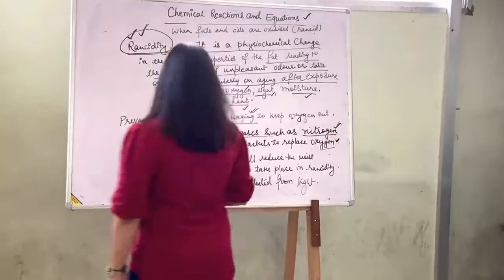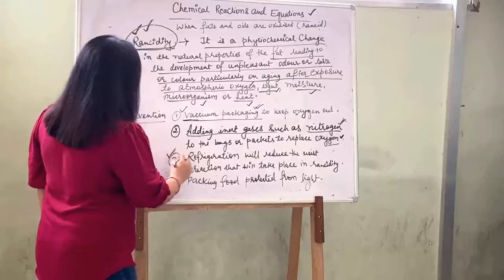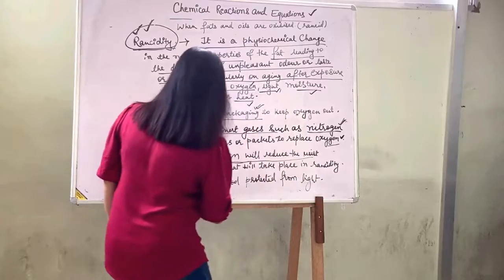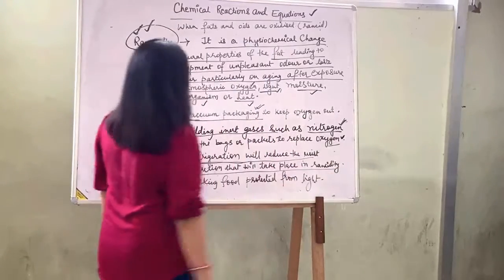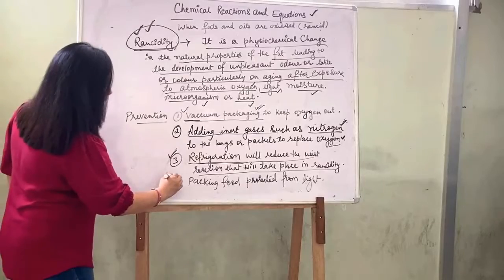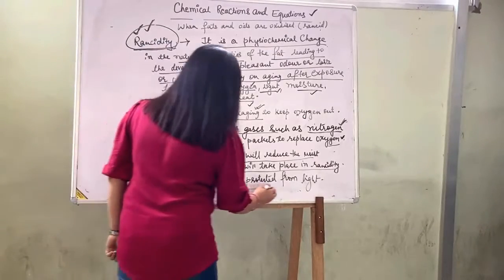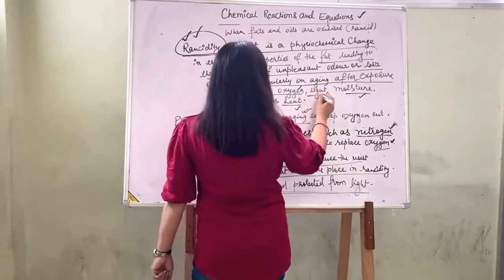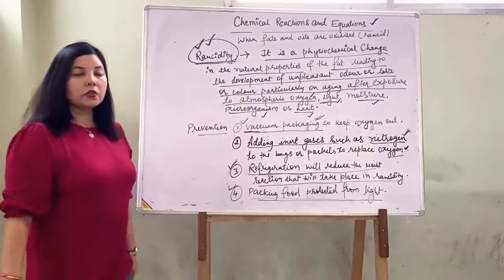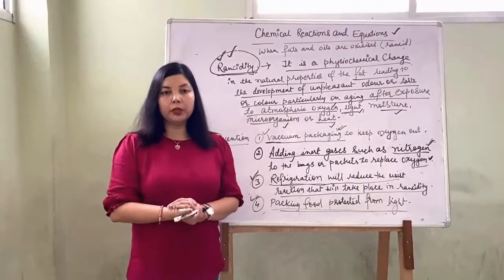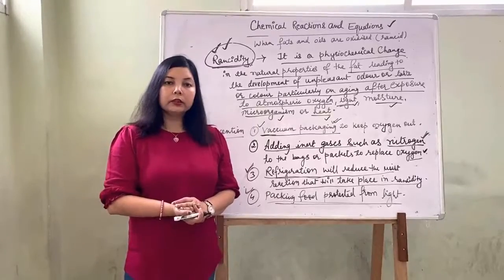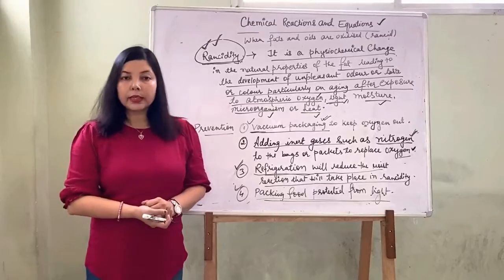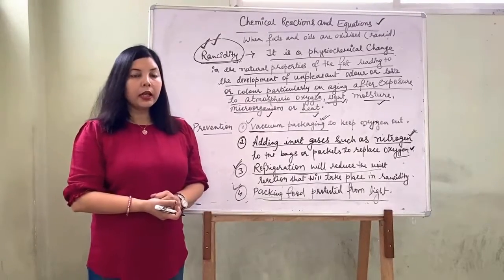Now, the third way of preventing substances from becoming rancid is refrigeration. Refrigeration will also reduce the moist reactions that take place in rancidity. Now, the fourth is packaging food protected from light. We have discussed in the beginning, in the definition you have seen, that light also adds to rancidity. So while we are packing the food, at that time we have to make sure that it is protected from light, and by following these things we can protect the substances from becoming rancid and make them fit for our consumption.